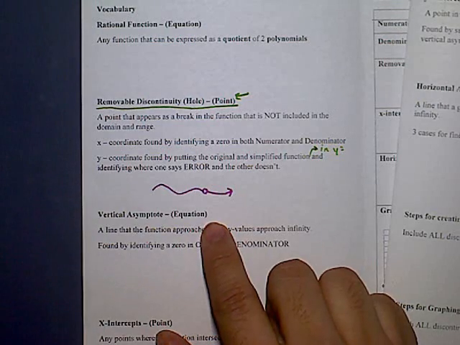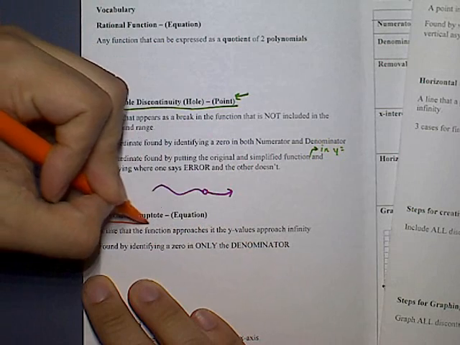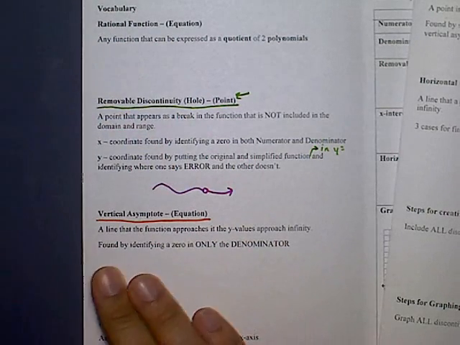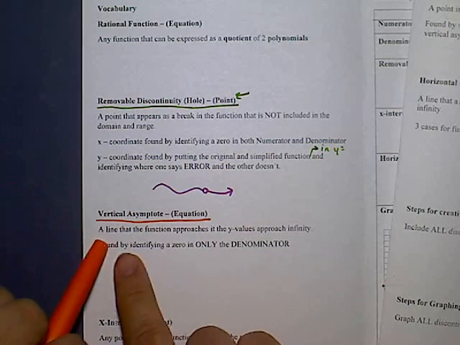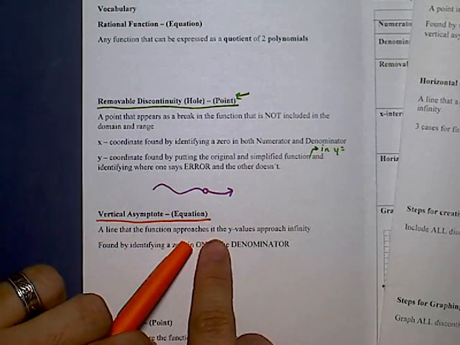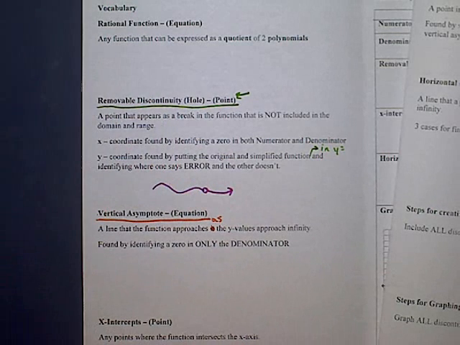I'm going to go ahead and get this one in a different color so that way I can color code this thing properly. But now, we have the definition. It says a line that the function approaches as the y values approach infinity. So this one is basically where the dog runs along the fence.